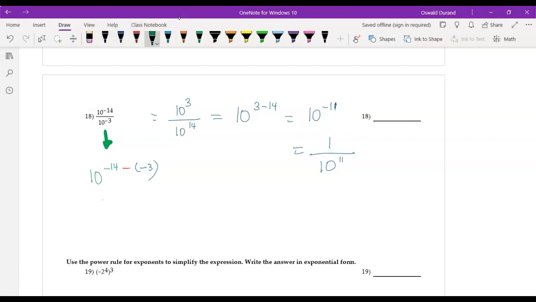So here is going to be 10 to the power of negative 14. A double negative makes it a positive 3. Positive 3. And at the end it gives me 10 to the power of negative 11, which gives me, again, 1 over 10 to the power of 11. Okay? So two different ways of approaching this problem.